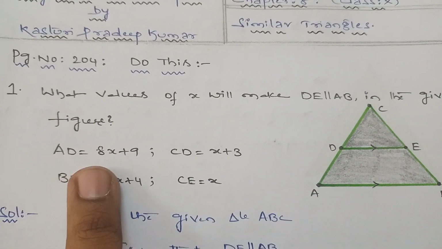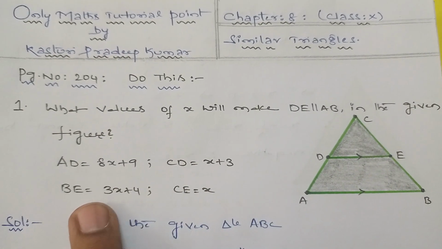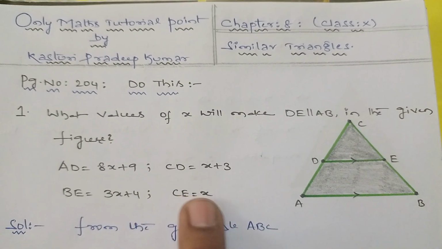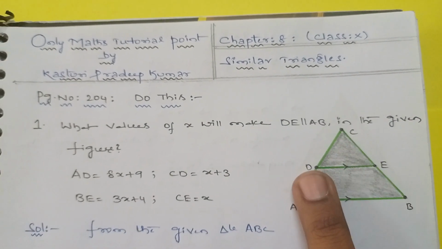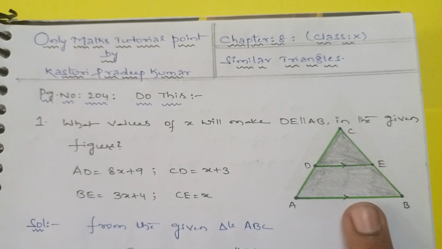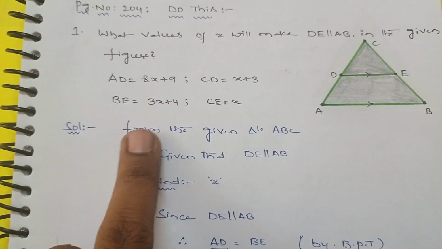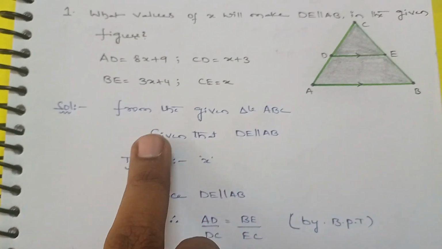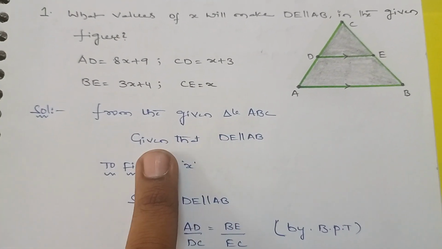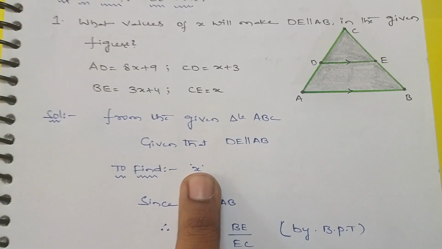Given dimensions are AD equal to 8x plus 9, CD equal to x plus 3, BE equal to 3x plus 4 and CE equal to x. This is the given rough triangle, and given DE is parallel to AB. Okay, so we need to find the value of x, guys. So mention all the given values from the question. From the given triangle ABC, given that DE is parallel to AB, we need to find the value of x.